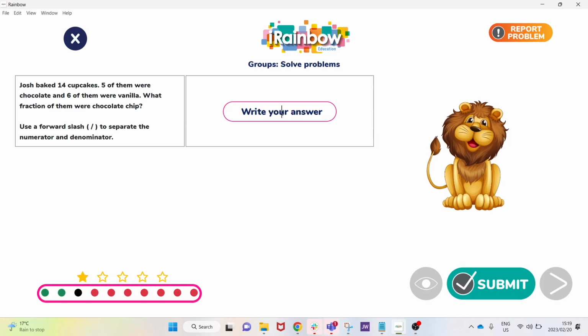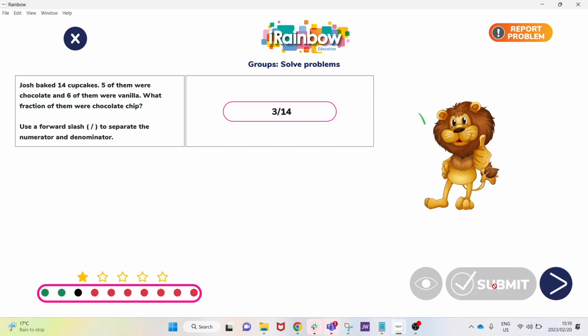Right, boys and girls, let's carry on to the iRainbow software and do the next assessments. Let's now put our answer that we've worked out on the board into iRainbow system. So we said the fraction is 3. Please remember to put your / to show your division sum for your fraction. 3 over 14. Click submit, and there we have it. So Josh ends up with 3 chocolate chip cupcakes out of the 14 that he's baked in total.